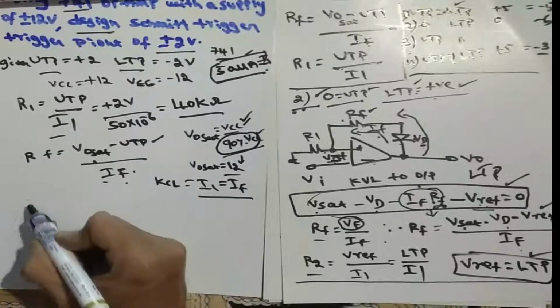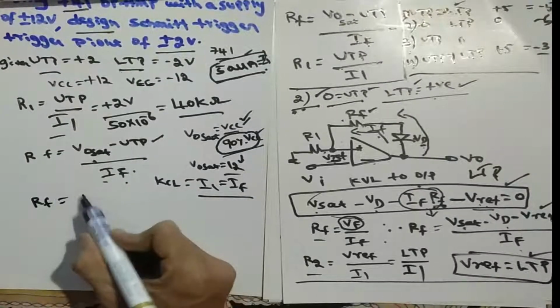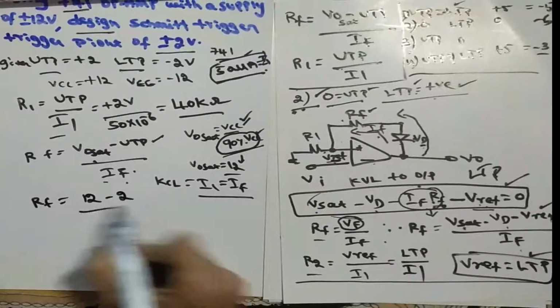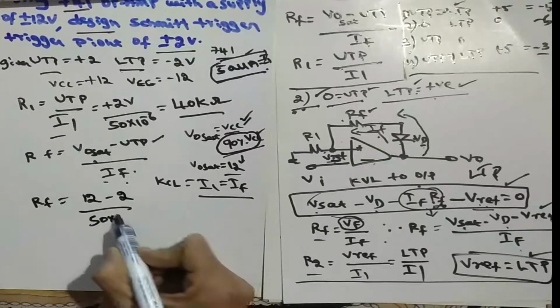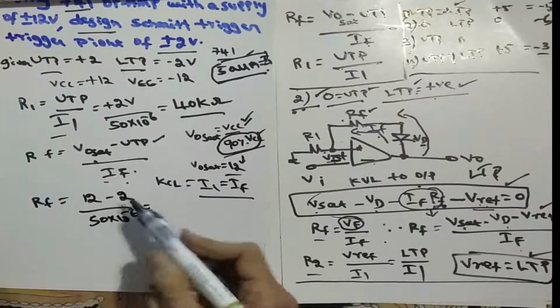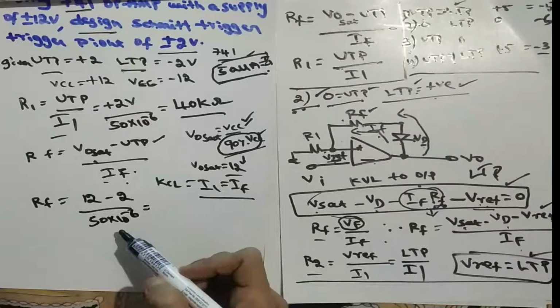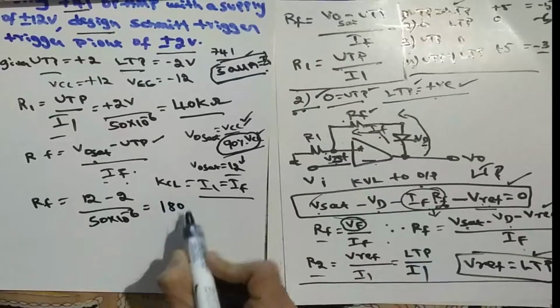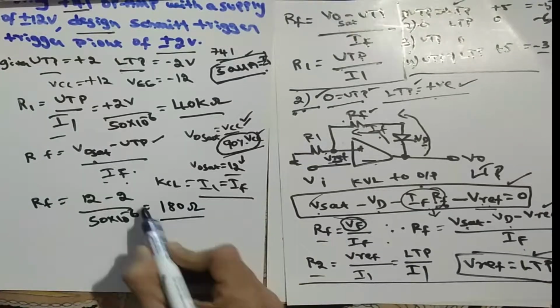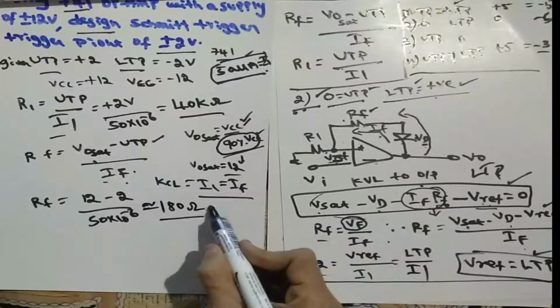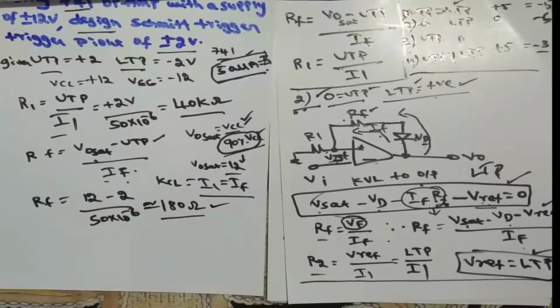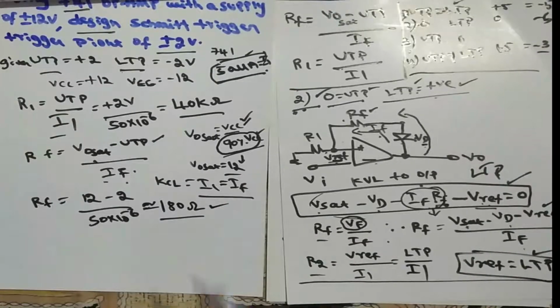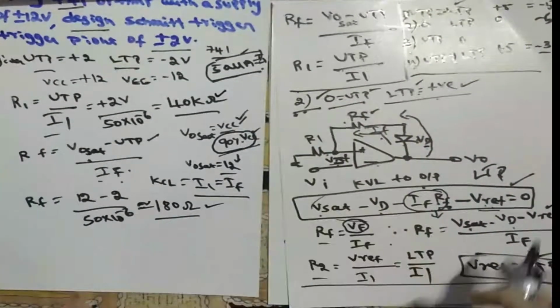RF is equal to V0 saturation, we will take 12, minus 2, divided by 50 into 10 to the power of minus 6. 12 minus 2 is 10. 10 divided by this, you will get nearly 180 ohm. It is not the exact value, the nearest value, you can take almost equal to 180 ohms. This is the RF you got. So we got two values: R1 is 40 kilo ohm, RF is 180.